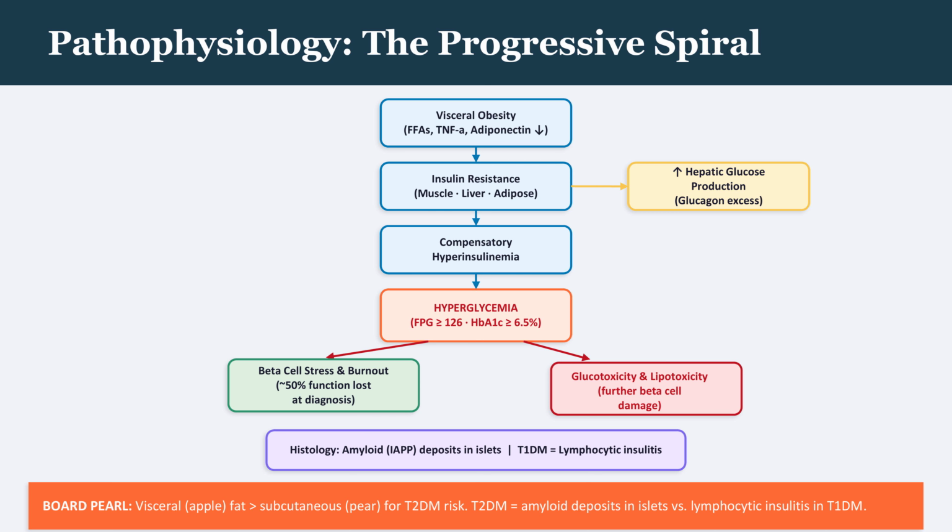Insulin resistance causes hyperglycemia. Hyperglycemia destroys more beta cells. The beta cells secrete less insulin. Glucose climbs higher. It's a vicious spiral. By the time someone is diagnosed with T2DM, they've already lost about half their beta cell function. The board pearl here: the classic histologic finding in T2DM is amyloid deposits in the islets, formed when islet amyloid polypeptide, or IAPP, which is co-secreted with insulin by beta cells, misfolds and aggregates in the extracellular space, versus the lymphocytic insulitis you'd see in type 1 diabetes.